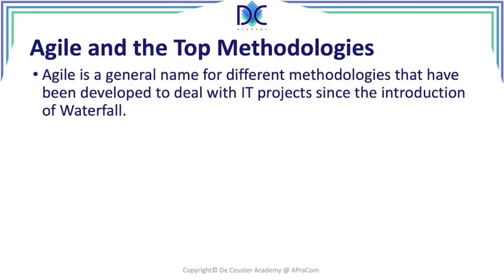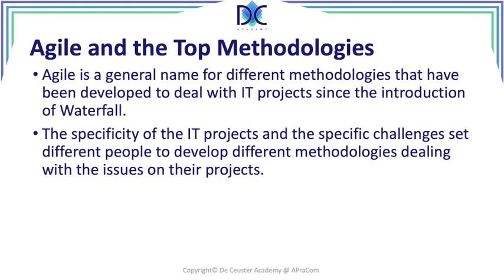Now, when we look at Agile, Agile is a group of methodologies that have been developed since the introduction of Waterfall. And their goal is to have better implementations of IT projects. Like I said before, we can also use Agile methods for other types of projects. Once a project can be considered to be adaptive, we can use an Agile methodology. Now, IT projects are specific.